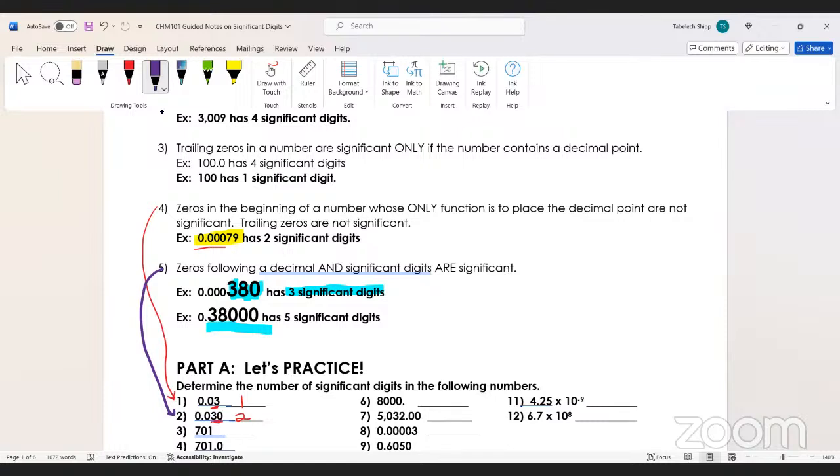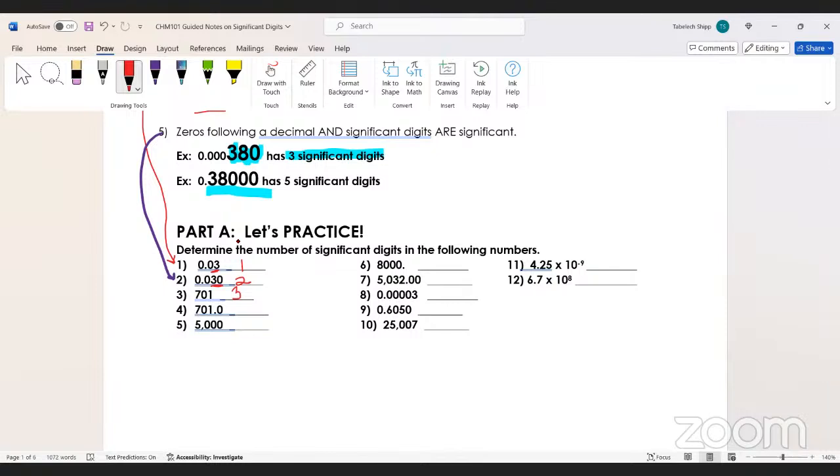All right, number 3, 701. This is number 2's rule, where the 0 is sandwiched in between 2 other significant digits. So therefore, 701 counts. So you have 3 significant digits in this particular example. Number 4, 701.0. All 4 of those numbers count. So in this particular case here, we end up with 4 significant digits.